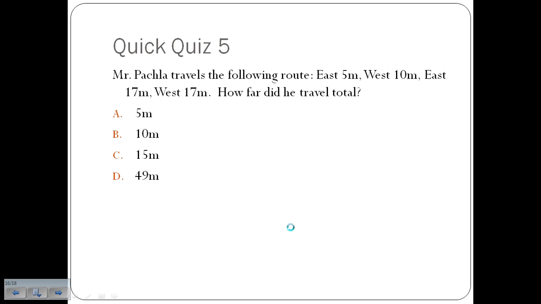Quick quiz number 5. I travel along the following route: east 5 meters, west 10 meters, east 17 meters, and west 17 meters. How far did I travel in total? Go ahead and figure this out and pause.